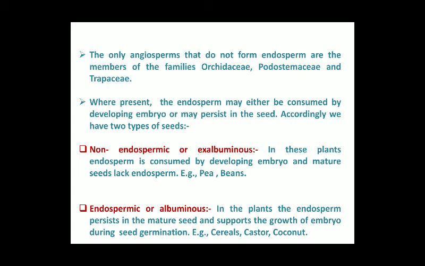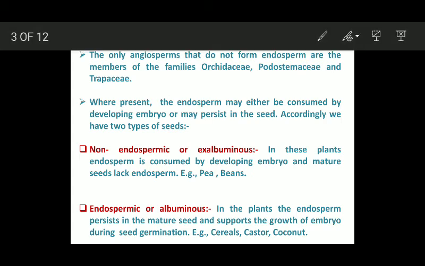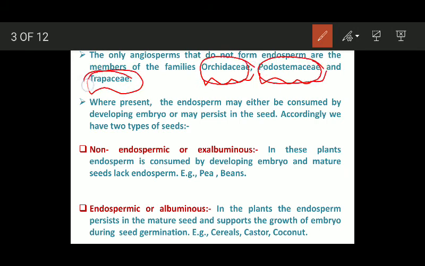There are some families of angiosperms that do not show endosperm formation. कुछ एंजियोस्पर्म फैमिलीज है जिनमें एंडोस्पर्म नहीं बनता है. We have 3 such families: Orchidaceae, Podostemaceae, and Trapaceae. These are the 3 angiosperm families that do not form the endosperm. In other cases, endosperm forms.